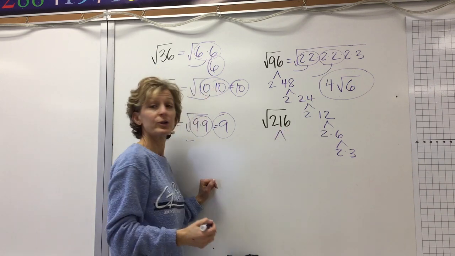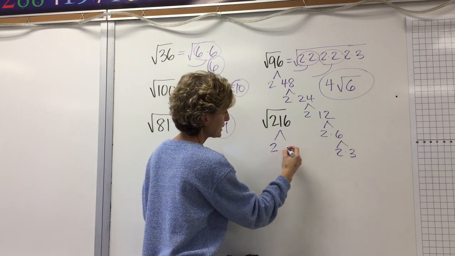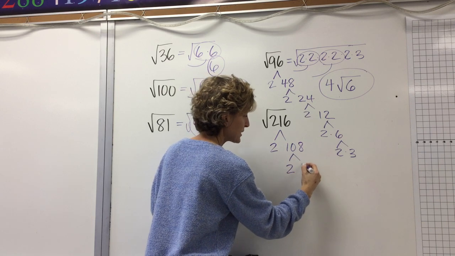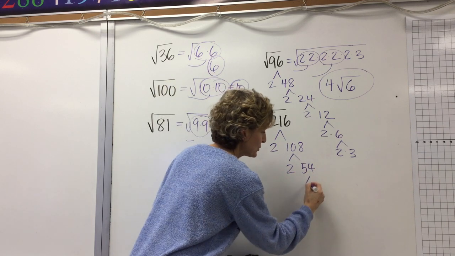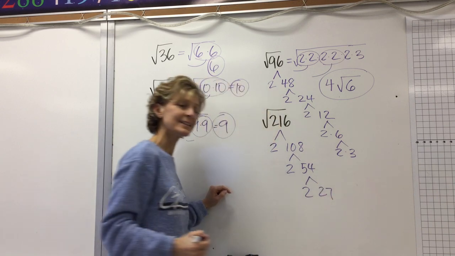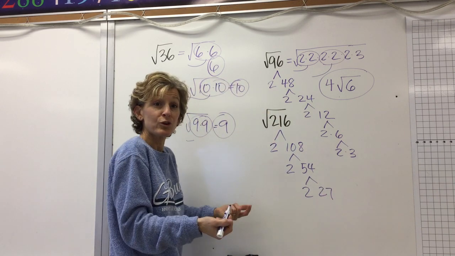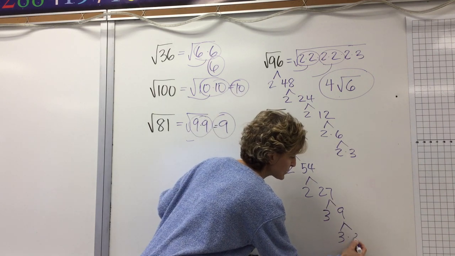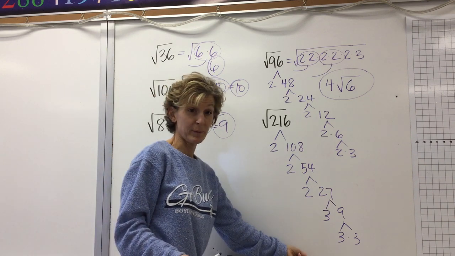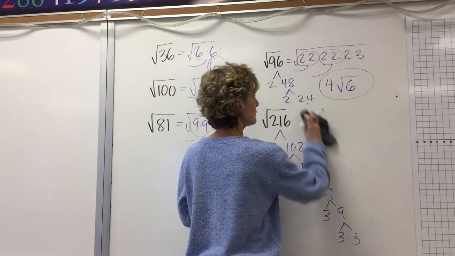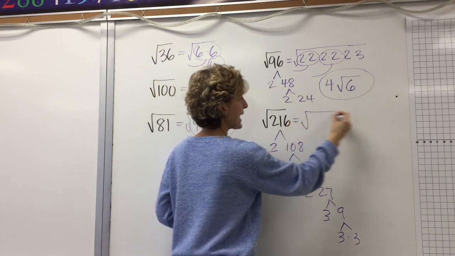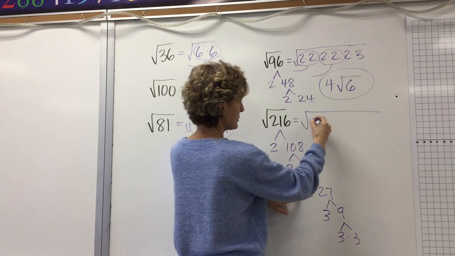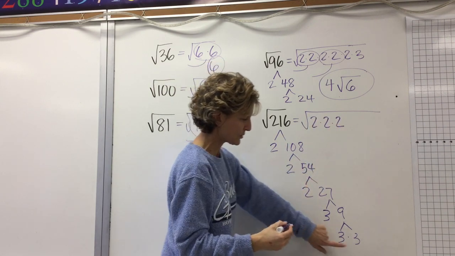I break down 216. This is 2 times 108, and 108 is 2 times 54, which is 2 times 27. 2 can't go into 27, we try 3, yep, 3 times 9. Which is 3 times 3. All right, that's factor tree, remember that? And then I rewrite this as the product of all these prime numbers. So that's 2 times 2 times 2, times 3 times 3 times 3.